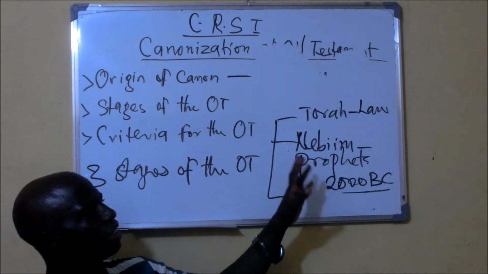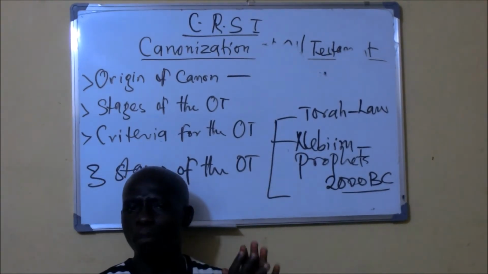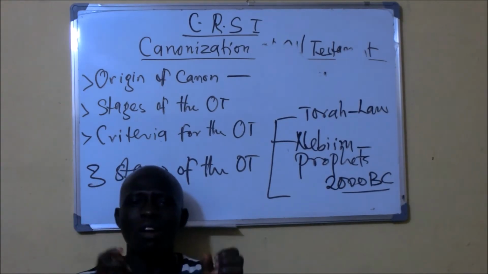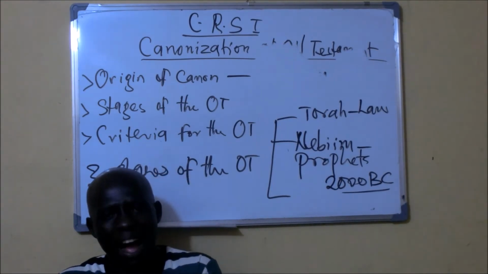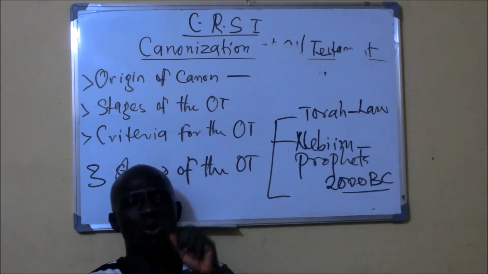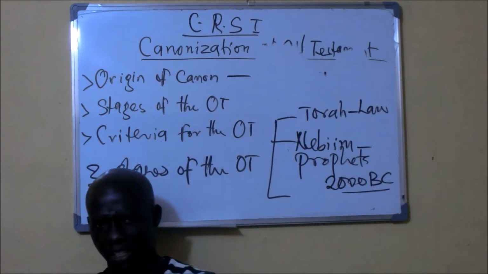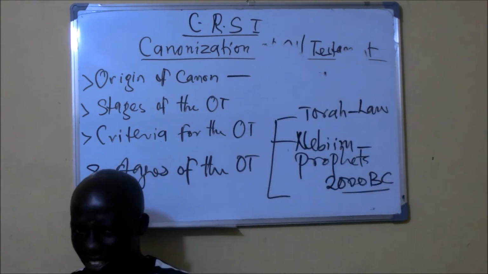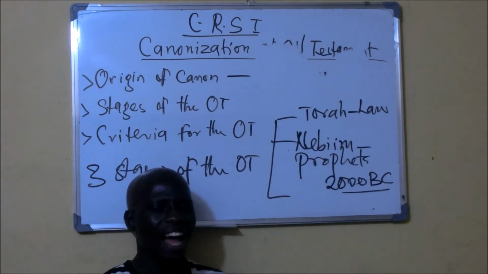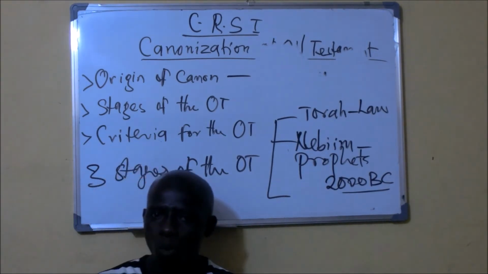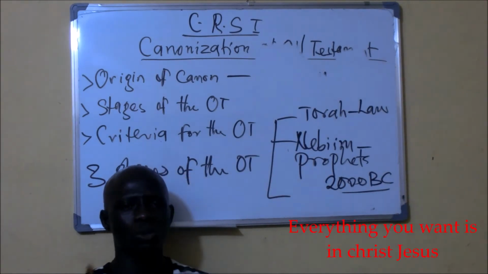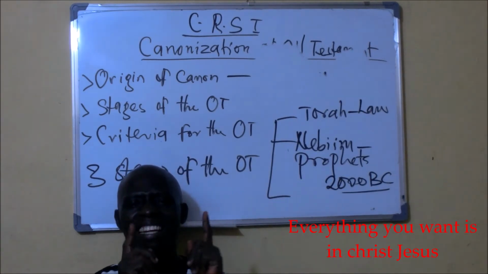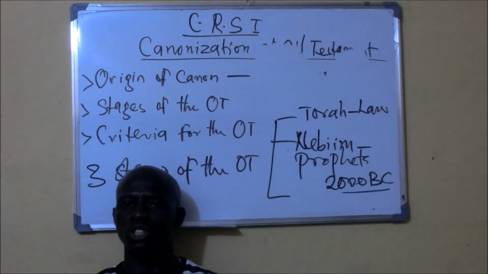Then under this Nebiim, we have the major prophets and we have the minor prophets. Where we derive the major prophets and the minor prophets from is what we call the later prophets. We have the former prophets and we have the later prophets. So the minor prophets and major prophets were under what we call the later prophets. We'll be looking at the division of the books of the Old Testament, particularly under the literature of the Old Testament. So we're going to discuss all this.